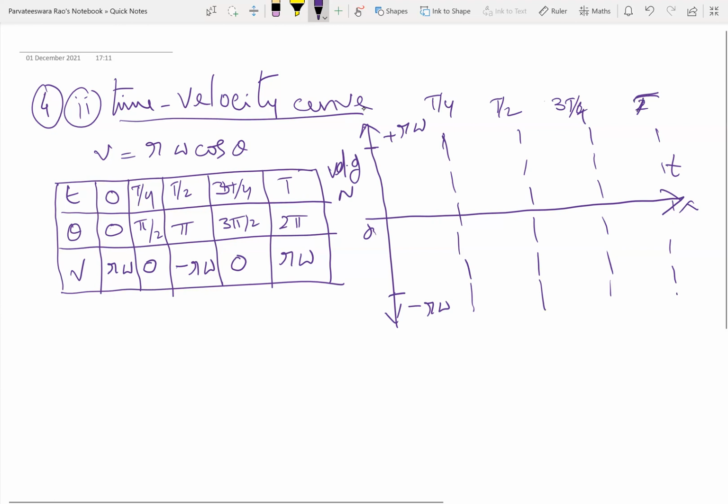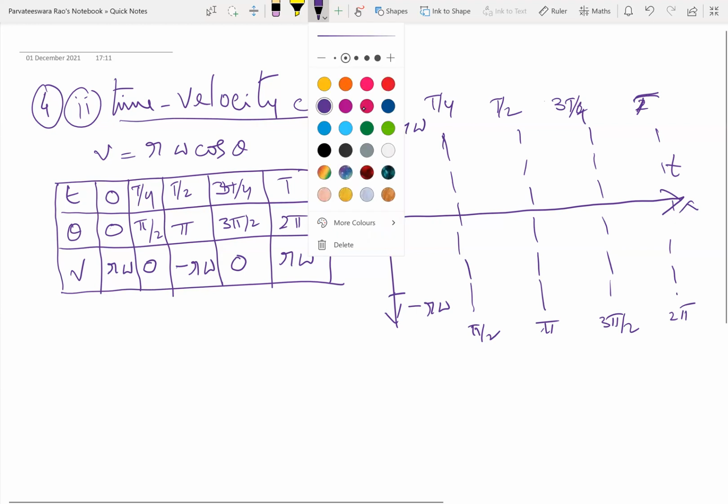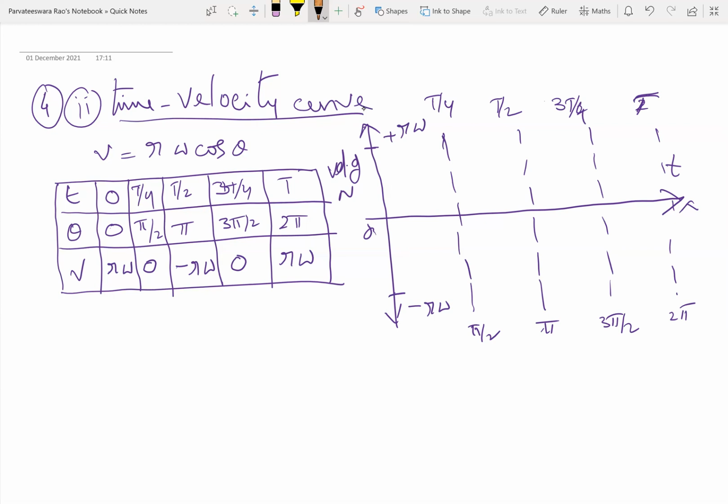Pi by 2, pi, 3 pi by 2, 2 pi. So the coordinates are: t is equal to 0, v is equal to plus R omega. Next 0, then minus R omega, again 0, again R omega.